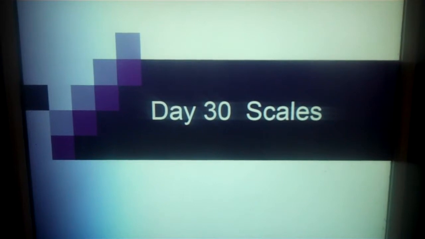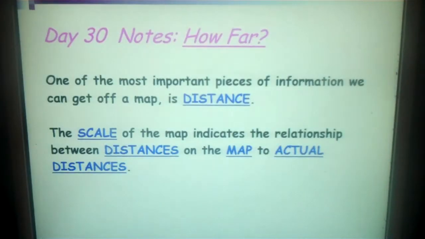So here we go. Remember that when you're taking the notes, you can stop the video at any time in order to give yourself the opportunity to fill in all the blanks. And remember that you can rewind the video if you need to have something repeated. So here we go. Day 30, scales.